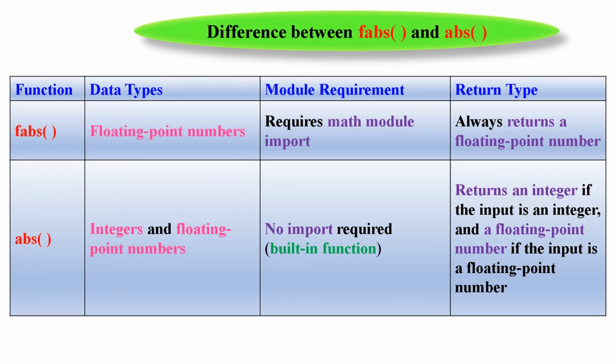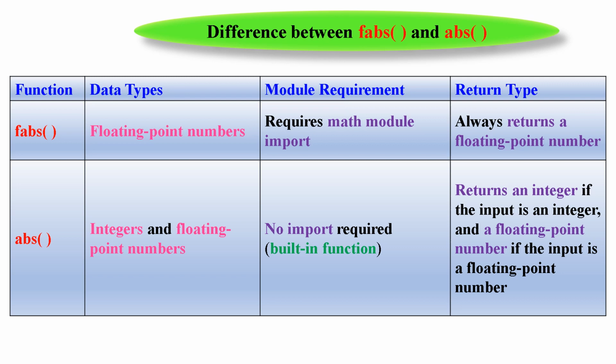Let's see the difference between fabs and abs function. Data types. The fabs function is specifically designed to work with floating point numbers, while the abs function can handle both integers and floating point numbers.